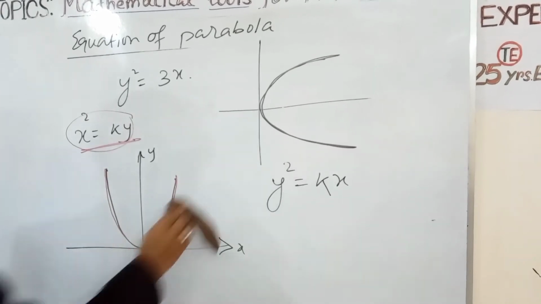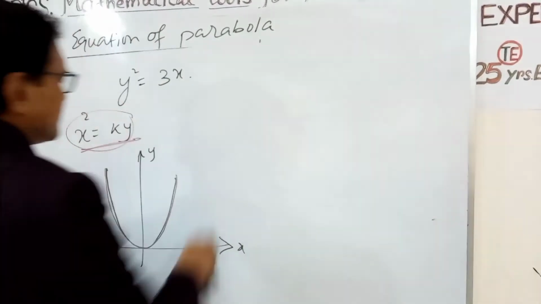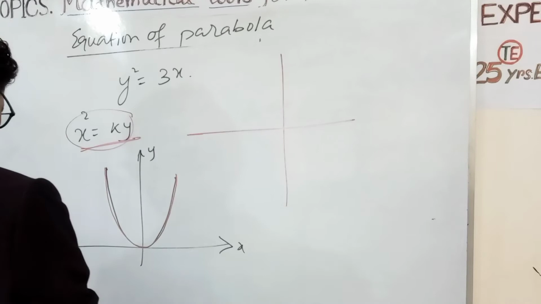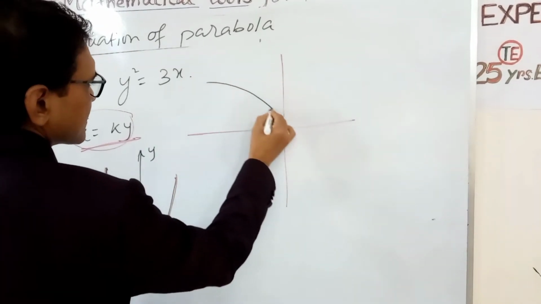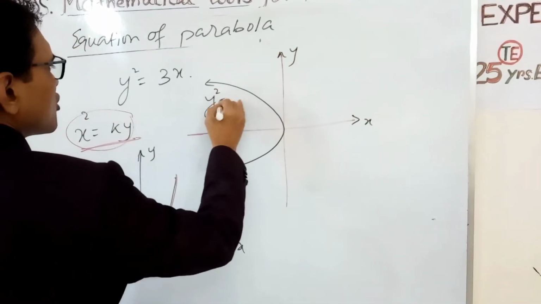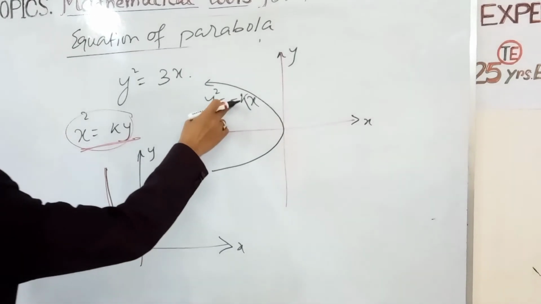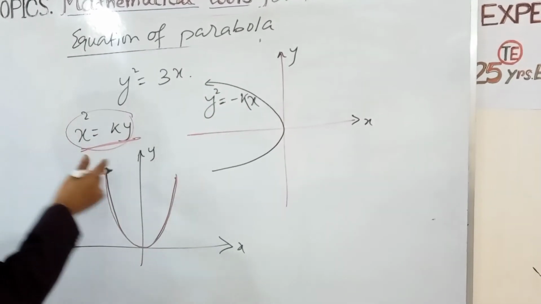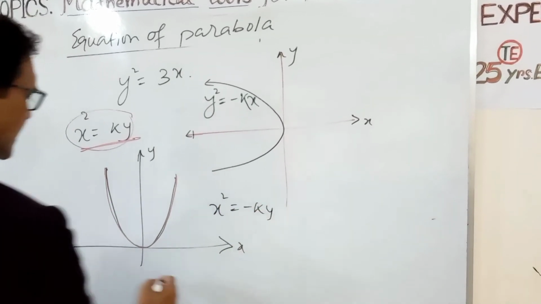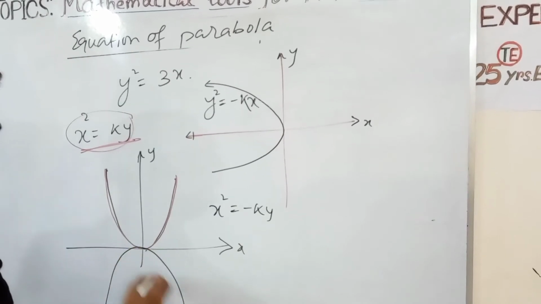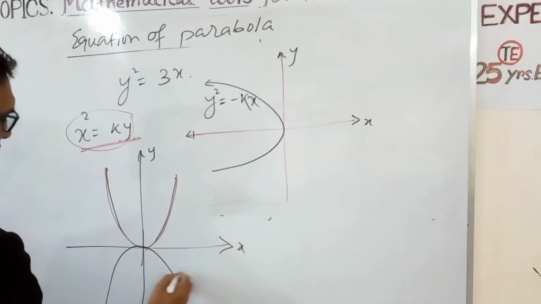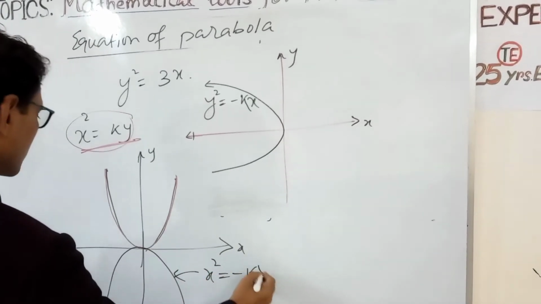Now if y square equal to minus kx, then the opening will be, this is the x axis, y axis, this is y square equal to minus kx. Now if a negative is present here, then the opening will be along the negative x axis, and if x square equal to minus ky, then the opening will be along the negative y axis. This is x square equal to minus ky.